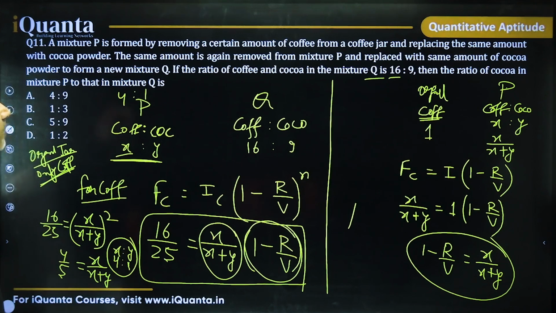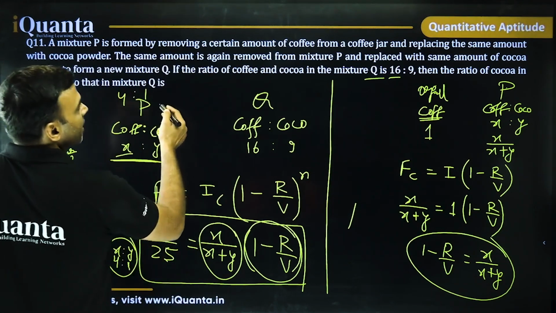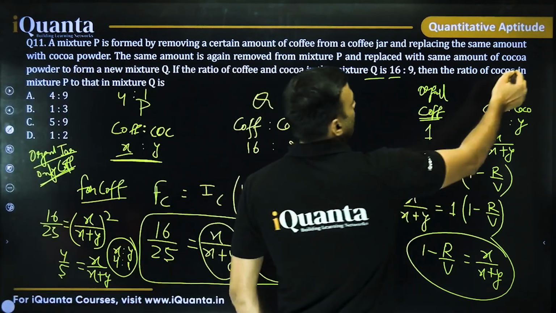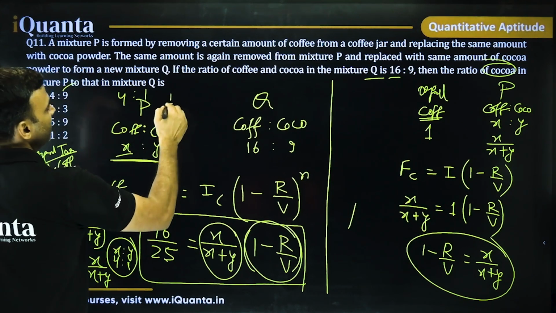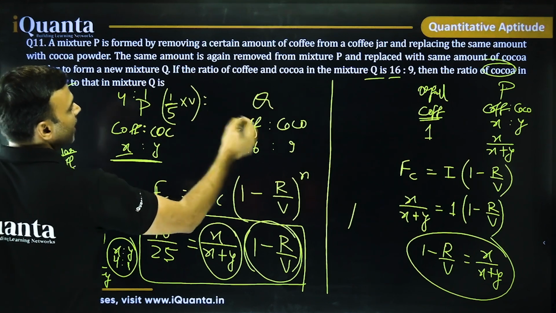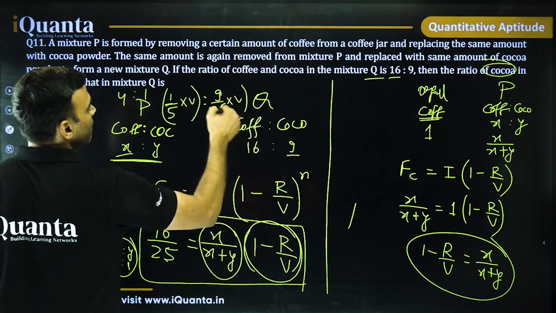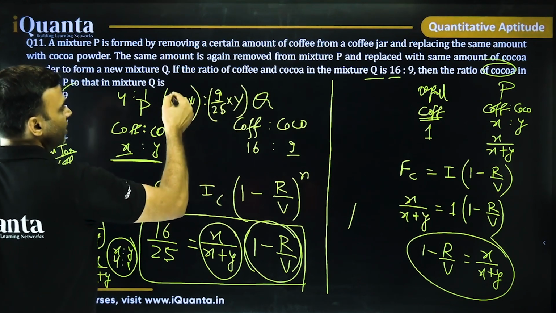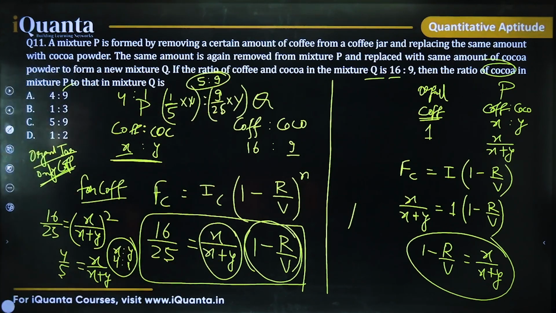Achha, the volume is same. So the quantity ratio of coffee and cocoa in the mixture Q is 16:9, right? So we want coffee or cocoa? We need cocoa. So cocoa quantity in P is 1/5 of the volume, okay, and cocoa quantity in Q is 9/25 of the volume. So volume cancels, 25 comes here, 25 by 5 is 5, so 5 is to 9. So the required ratio of cocoa in P and Q is 5:9. Option C is the correct answer, right? It's a good question.